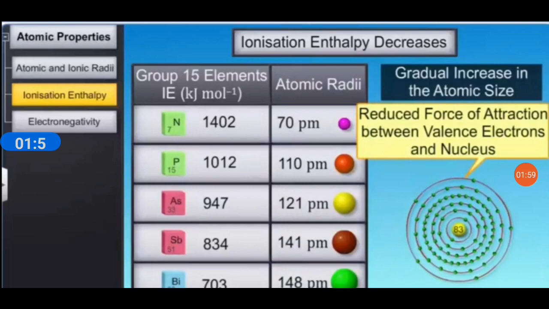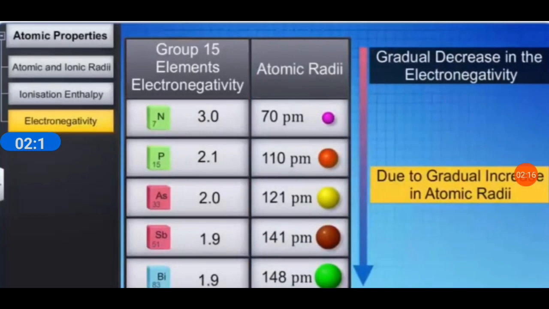Ionization enthalpy. Due to gradual increase in the atomic size, there is reduced force of attraction between valence electrons and nucleus. Hence, ionization enthalpy decreases from top to bottom. Then electronegativity. There is gradual decrease in electronegativity from top to bottom due to gradual increase in atomic radii. Nitrogen being the most electronegative, having electronegativity of 3.0.